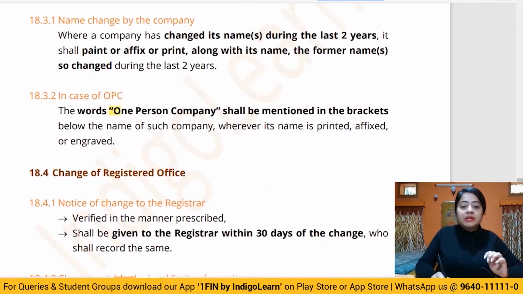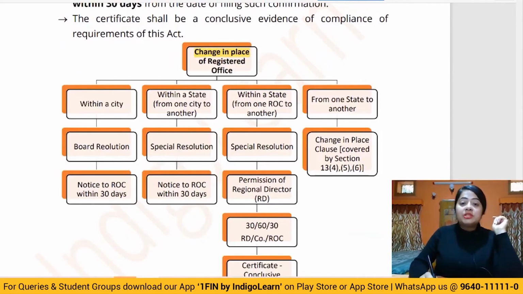Now, if it is a one-person company, then under the company's name, the company will have to write one-person company in brackets. Now, can the registered office of the company be changed? The answer is yes, it can be changed. There are certain procedural requirements with respect to that.